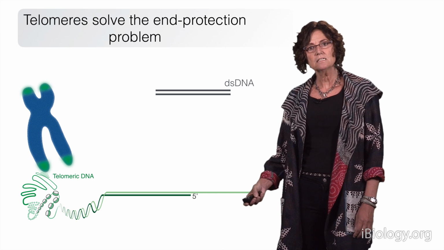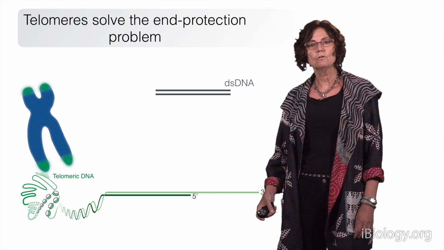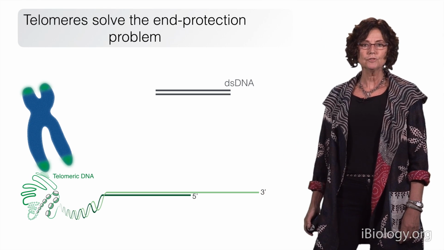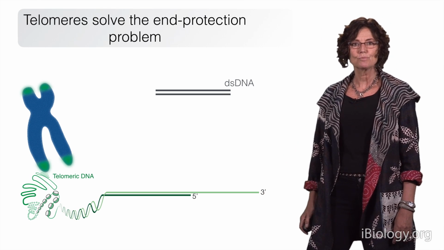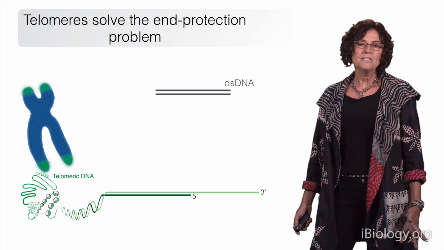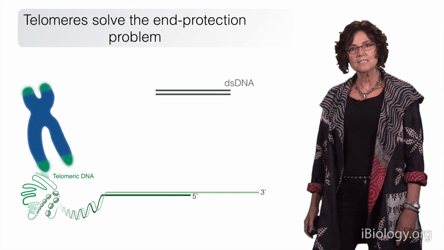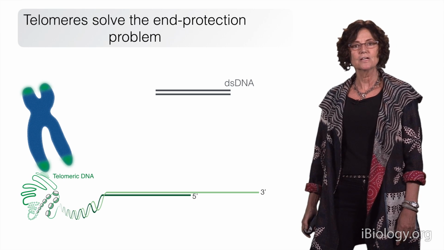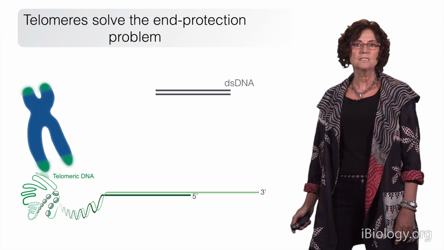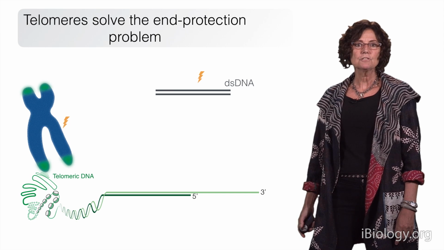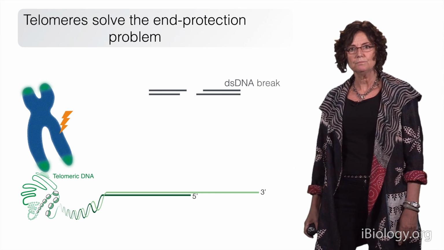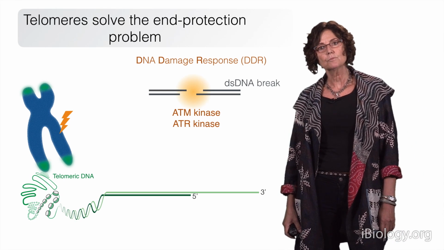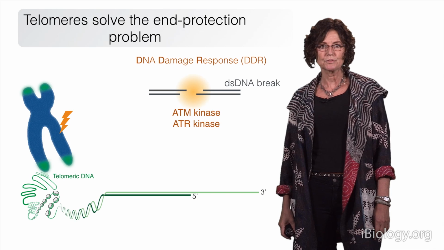Telomeres are needed at the chromosome end to solve one critical problem that cells have. And I refer to this problem as the end protection problem. The basis of this problem is the following. Cells have a very vigilant way to identify and respond to breaks in their DNA. So if there is a break somewhere in the chromosome, the cell will recognize this break and activate what is called the DNA damage response.